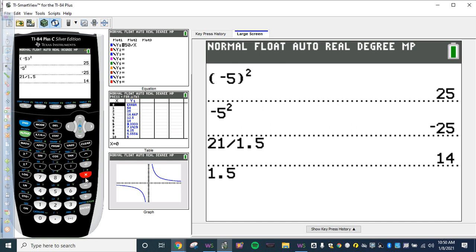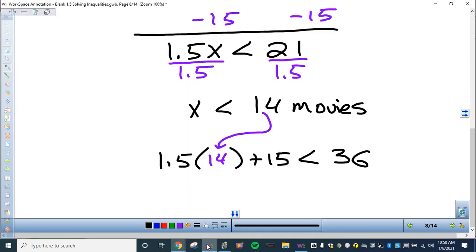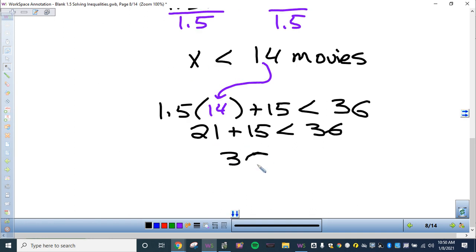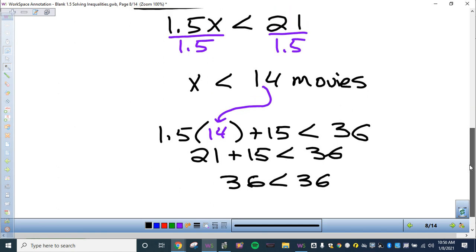So 1.5 times 14, it's just the opposite, right? Like Amanda said, everything's opposite. So 21 plus 15 is less than 36. Oh boy, I had an issue on my 6 there. 36 is less than 36. So I'm just playing around with the problem at this point, trying to figure out which way the inequality goes, because I've been teaching math for a long time, and it's still weird with the inequality. So 36 is less than 36.